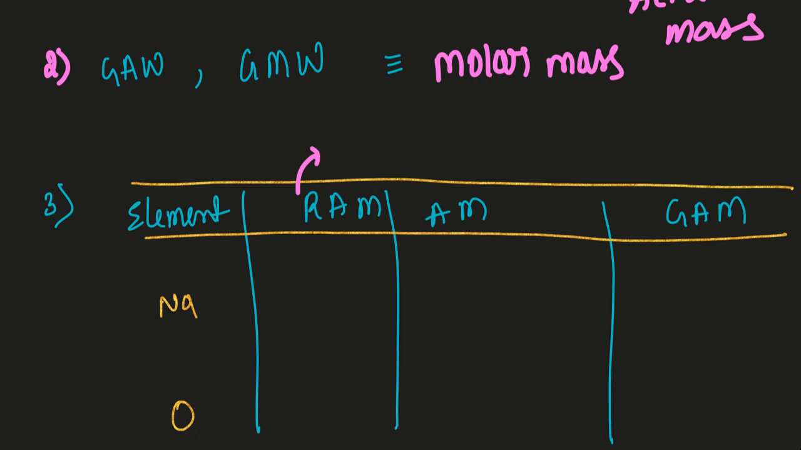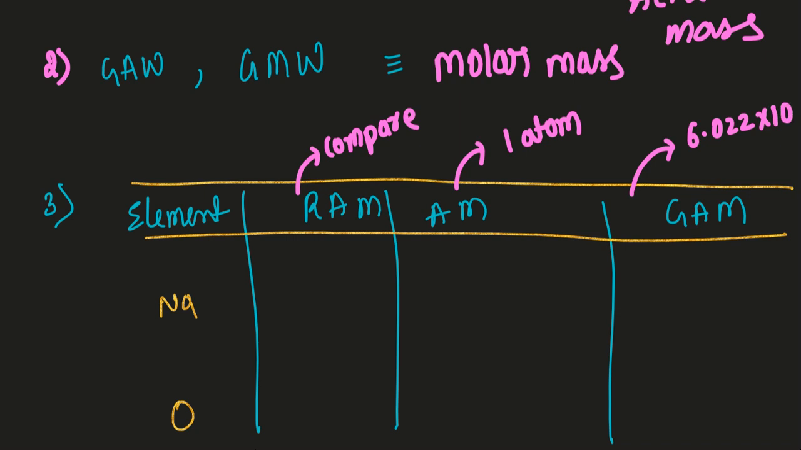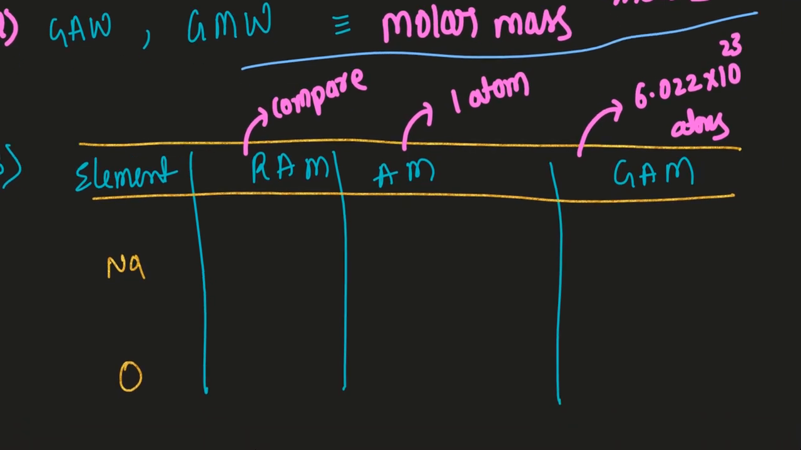What is the meaning of relative atomic mass? The one which you got because of comparison. Atomic mass means the mass of only one atom. What is gram atomic mass? The mass of 6.022 × 10^23 atoms. I hope you got the clarity.